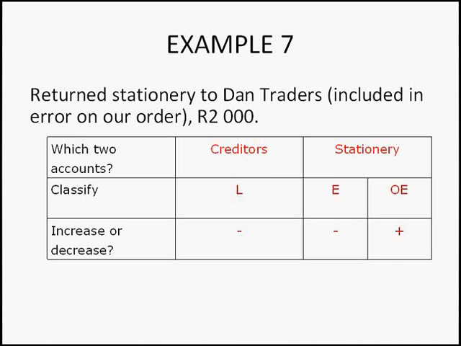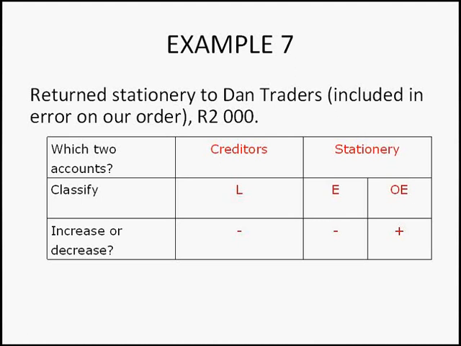Okay, so expenses decreasing means that owner's equity increases because expenses have the opposite effect on owner's equity than income does. So whatever happens with expenses, it will have the opposite effect on owner's equity. Whatever happens with income will have the same effect on owner's equity.